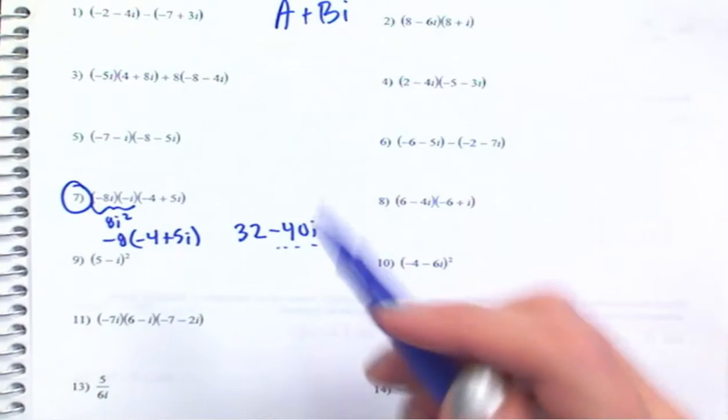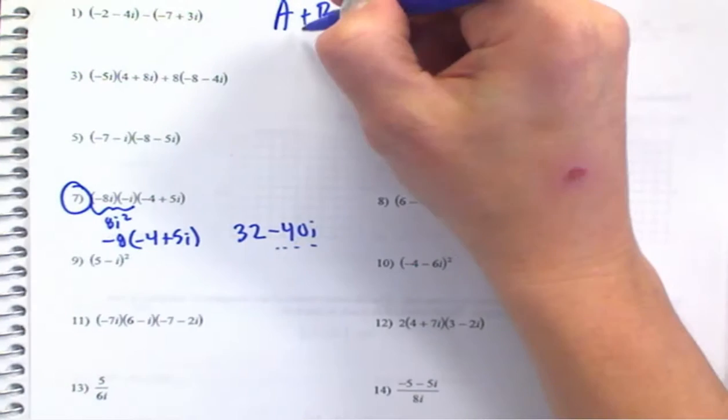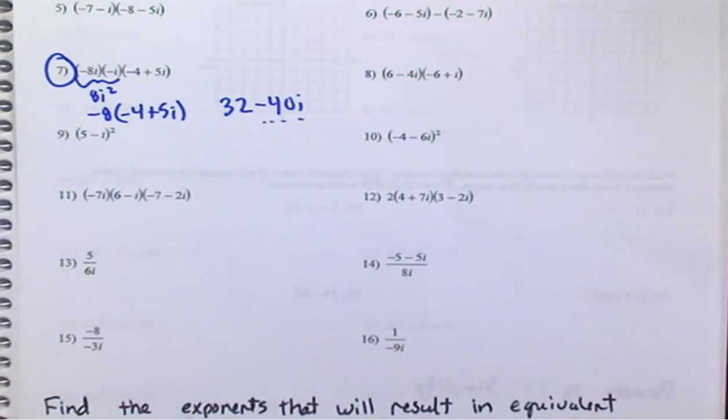And really, this just means that B is negative 40. It doesn't have to be a positive number. Technically, it could be positive or negative. Well, so could A. It's the placement, first and second place. Okay, other questions from the front?